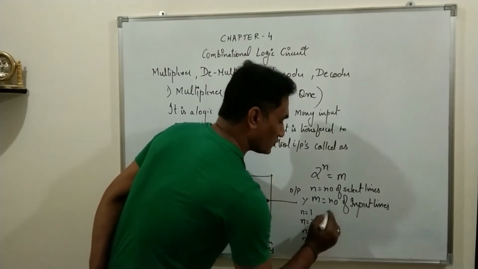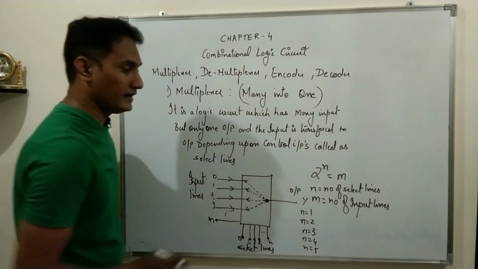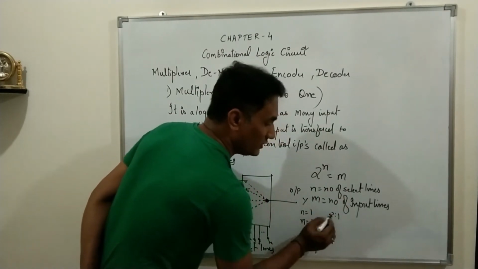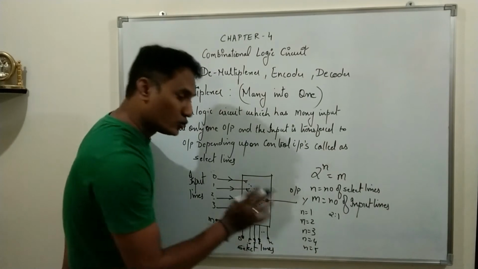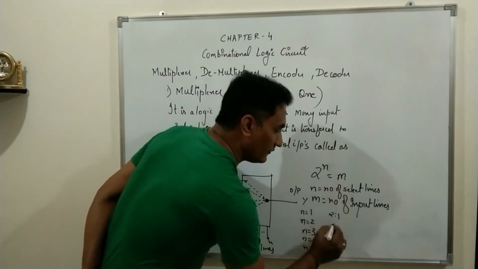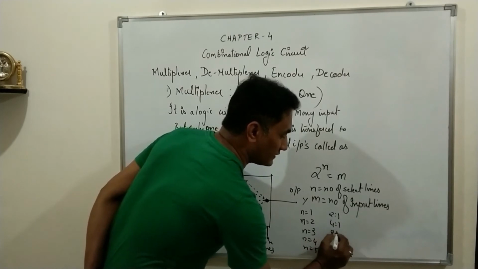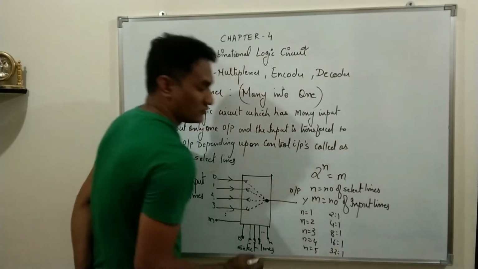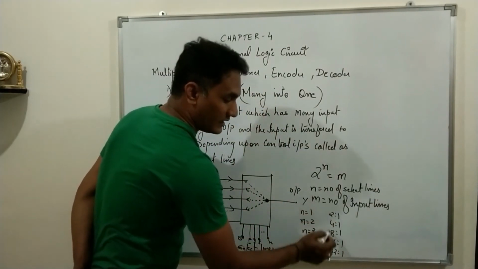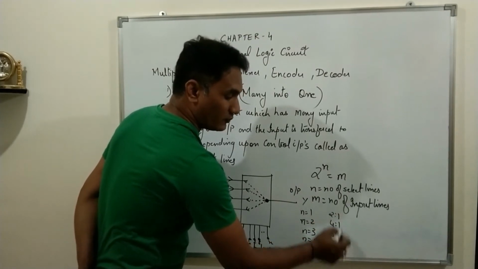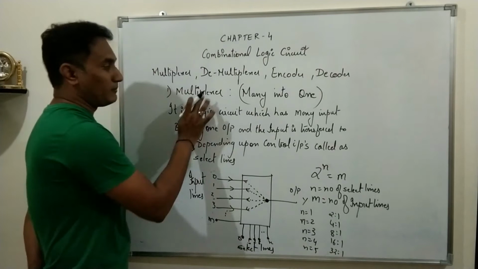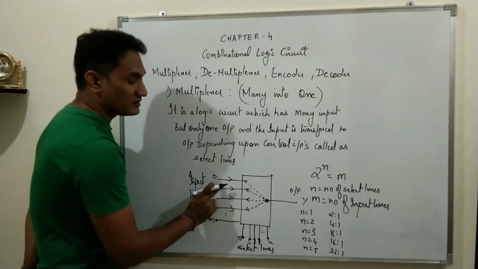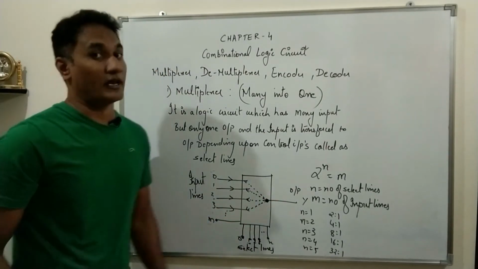So n can be 1, 2, 3, 4, 5. So the multiplexers which are available in the market will be, if n is equal to 1, m will be 2, so it will be 2:1, that means 2 inputs, 1 output. Similarly, when n is equal to 2, m will be 4, so it will be 4:1. Similarly, 8:1, 16:1, and then 32:1. So 2, 4, 8, 16, 32 are the number of inputs, and there will be only one output. That is why multiplexer is called many inputs, only one output, and the input is transferred to the output depending upon the condition applied at the select line.